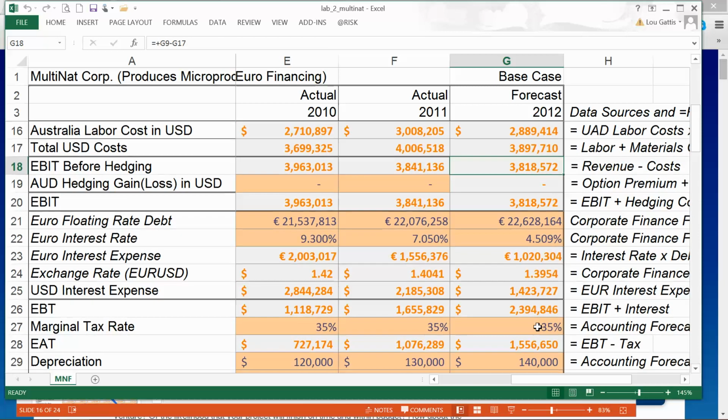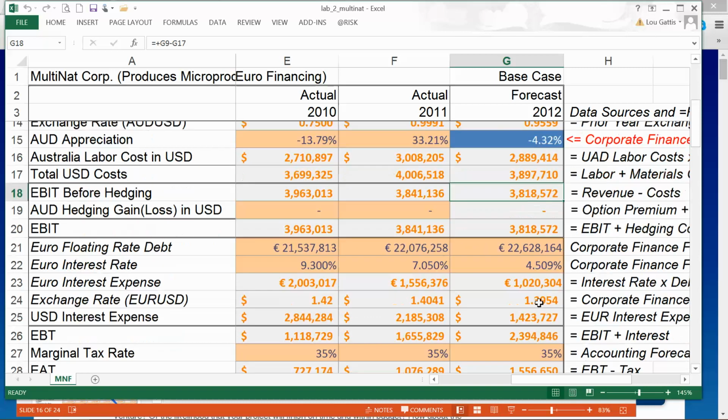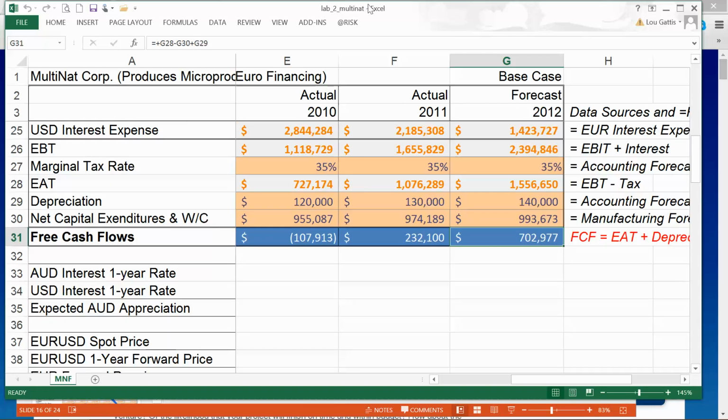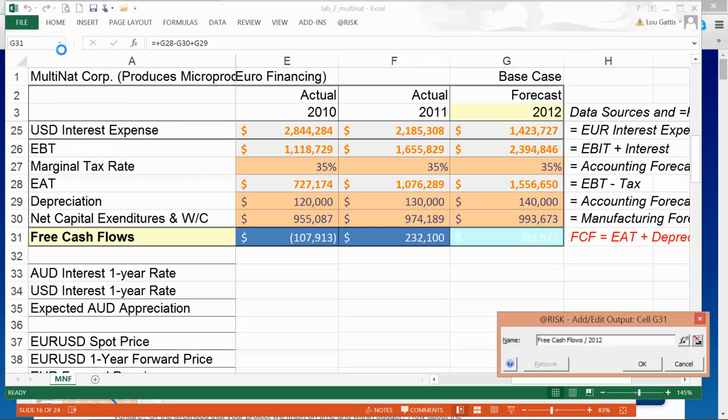Now in @RISK, we have to say, well, all right, so when we run the simulation eventually, it's going to generate 10,000 possible appreciations of the Aussie given the normal distribution, and it's going to get 10,000 free cash flows. So we just need to click on the free cash flow, G31, go to @RISK, and hit add output. And it picks up the title from free cash flow and 2012. It gives it a name, and just hit OK.